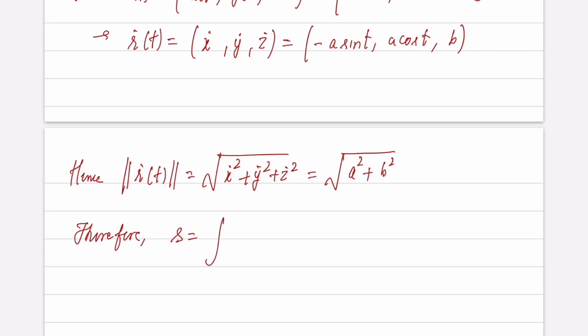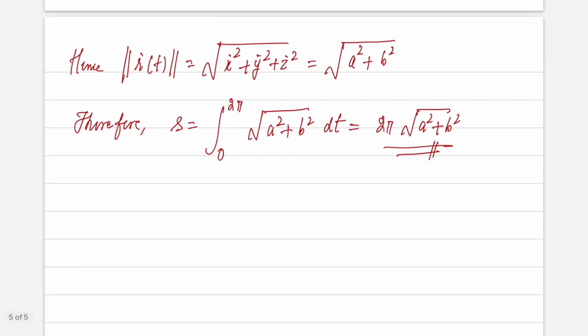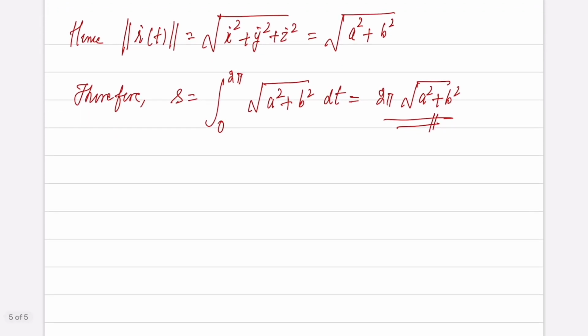S is equal to the integral from 0 to 2 pi of the square root of a squared plus b squared with respect to t. Now evaluating this integral, we will get 2 pi square root of a squared plus b squared. So this is the length of one complete rotation of a helix in its general form wrapped around the z-axis.